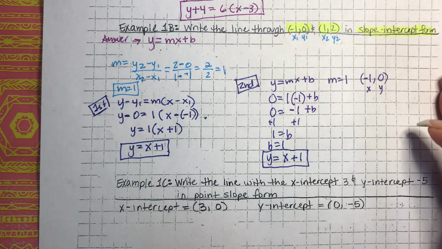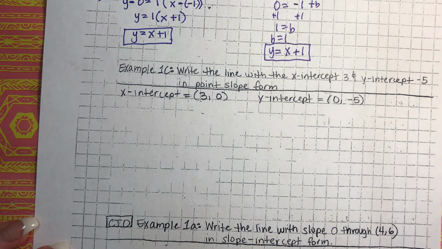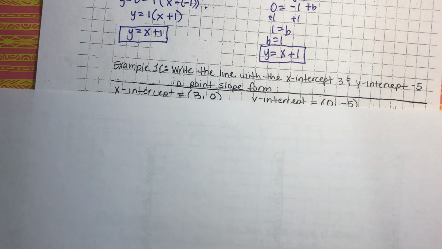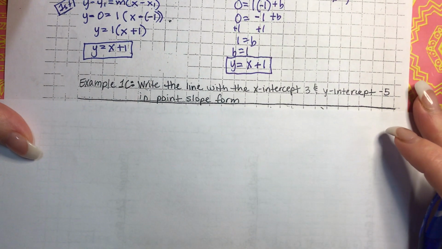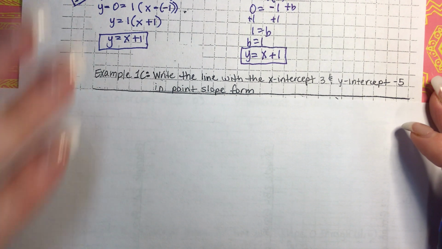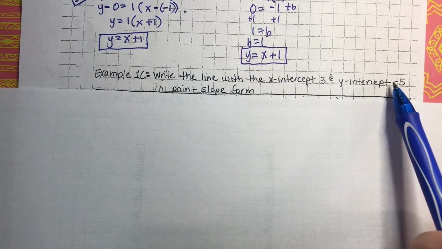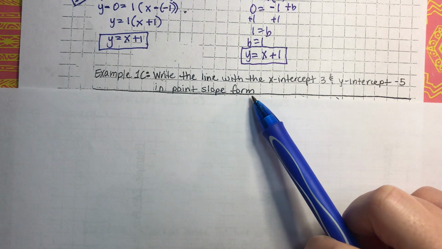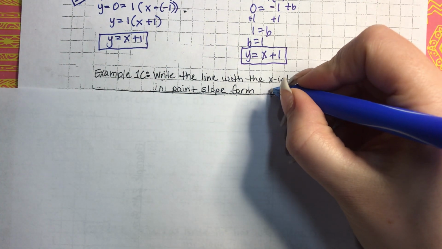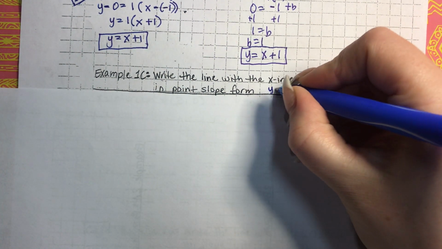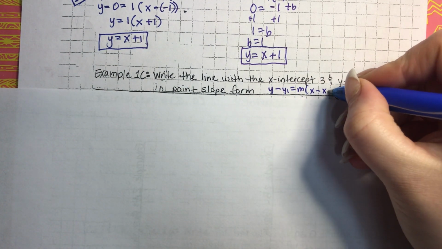All right? Perfect. All right, let's talk about 1c. Now, 1c is a tad bit tricky, and I'm going to cover this up. This is all the information that you will have. Like I said, these are little puzzles, right? So it says, write the line with the x-intercept 3 and the y-intercept -5 in point-slope form. Okay, so that's point-slope form. So that means it needs to be in this form: y minus y1 equals m multiplied by the quantity x minus x1.